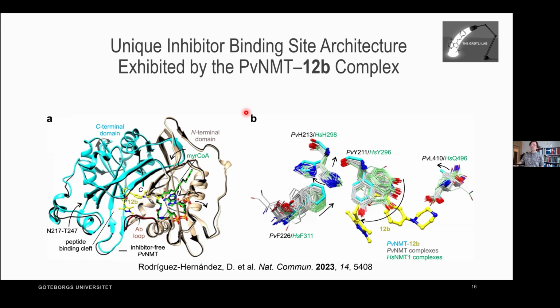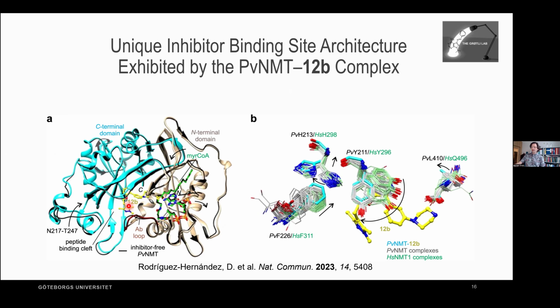If you look a little bit at the structure of this, it might give us a hint why things are the way they are. If you look over on the A panel here, you will see that the myristoyl, the coenzyme myristoyl, is shown in green. That's that area over here. And what's shown in yellow here is one of the compounds, 12B, that had a very good selectivity index. And what you see, if you look at the global structure, the dark black line is actually the enzyme without an inhibitor bound in here. And the one in the blue turquoise color is the one with a compound bound.